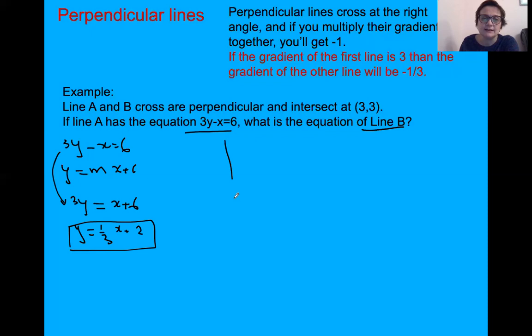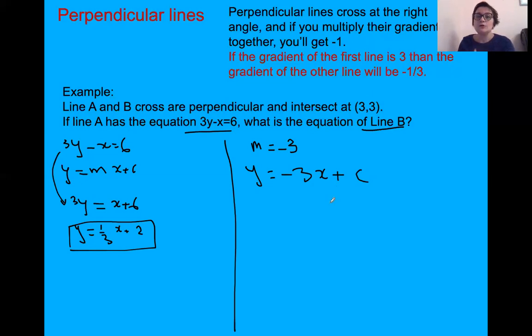Now, for the second line, the gradient is found by flipping. If you flip 1/3, it becomes 3. So turn it upside down, and then add a minus, so it is minus 3. So the equation of the second line is going to look like this: minus 3x plus c, because the c's are different. Although the lines are perpendicular and we found the gradient, that doesn't mean that we found the c.